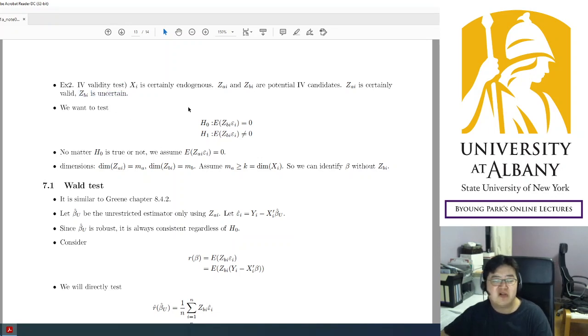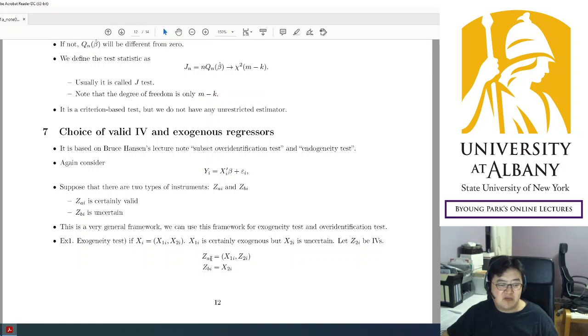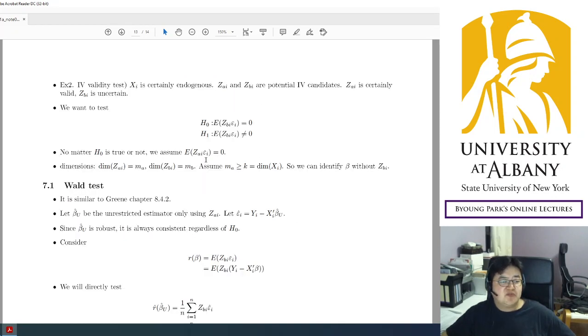So the null hypothesis can be stated in this way. We are testing whether ZB is exogenous or not. And regardless of the null hypothesis, we always assume that ZA is exogenous. So in the earlier model, in example 1, ZA includes X1 and Z2. But now ZB is something different. And here ZB is simply just some of the instruments.